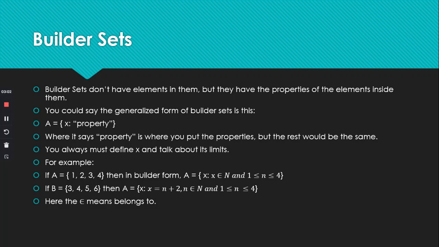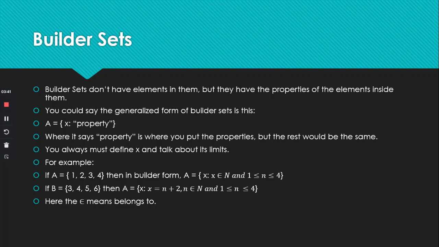For example, if A = {1, 2, 3, 4}, then in builder form, A = {x : x ∈ N, 1 ≤ n ≤ 4}. If B = {3, 4, 5, 6}, then B = {x : x = n + 2}, which means we simplify x into n + 2. And then we say n belongs to natural numbers, and 1 ≤ n ≤ 4.